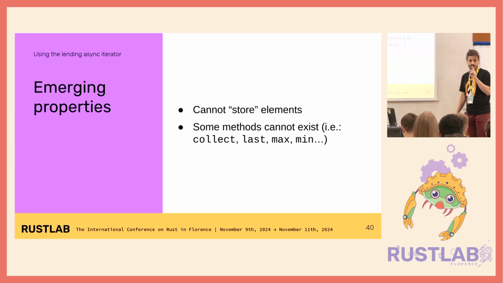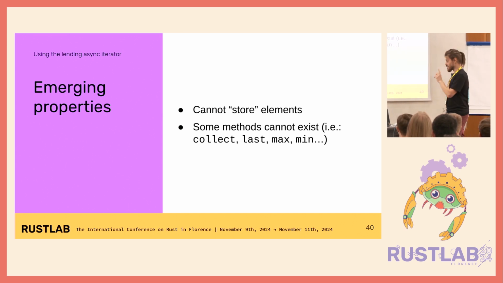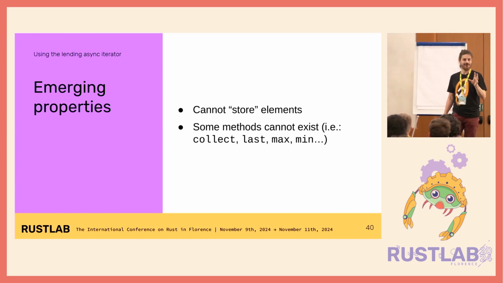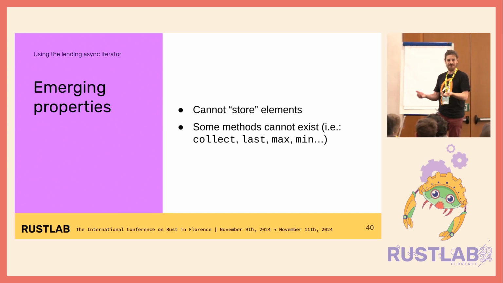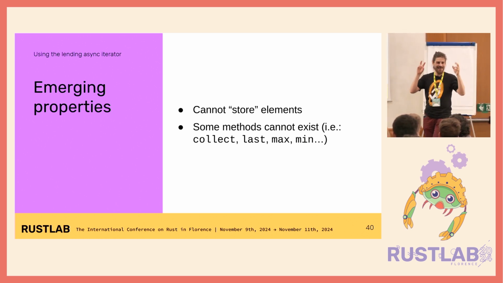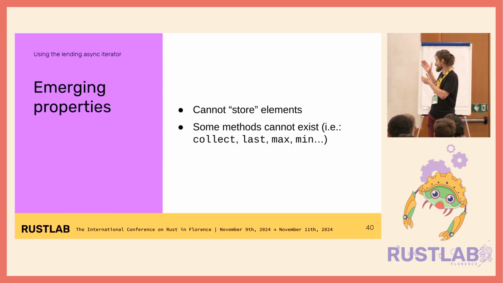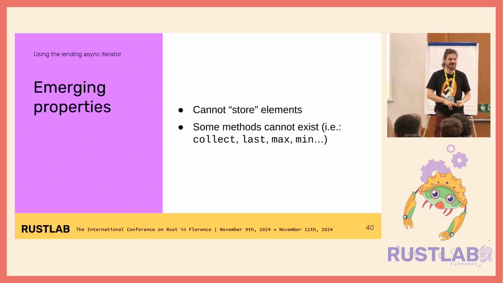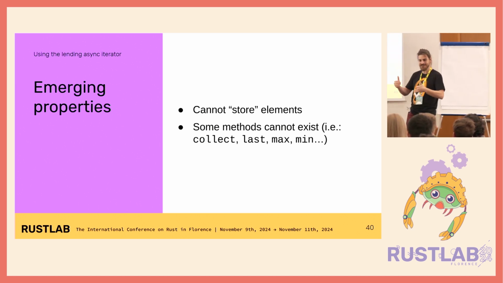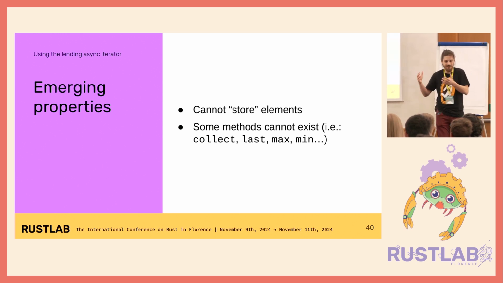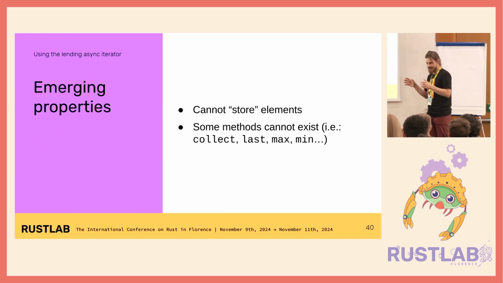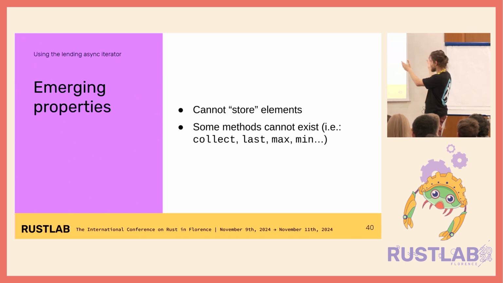One interesting thing before we start. There are emerging properties from the lending async iterator. You cannot store anywhere your lent thing, because, as we said before, you must give back the lent thing to the iterator. You just need to drop it before using the next function again. So you cannot really implement something like collect, last, min, max. There are a lot of auxiliary methods that are not possible. If you try to implement them using unsafe, the implementation will be unsound by definition of the trait. So this is an interesting emerging property.